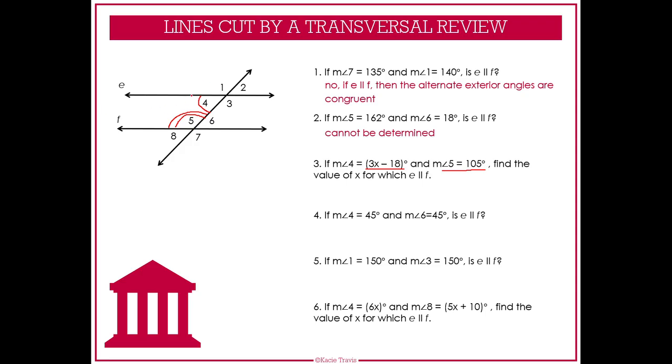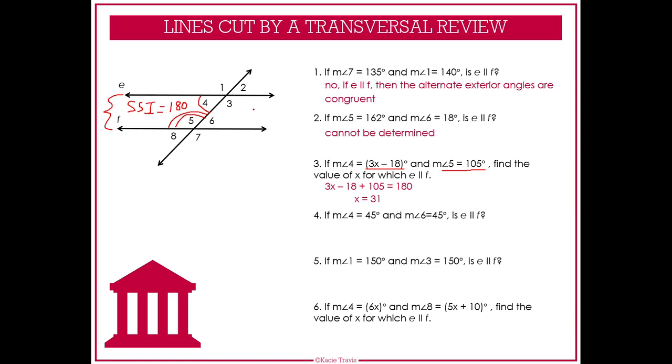When we look at 4 and 5, they're interior, inside these two lines, and on the same side. So these are same side interior angles, or consecutive interior, which means these two add up to that magic number 180. So we set up our math: 3x minus 18 plus 105 equals 180. When we solve this equation by combining like terms and then dividing by 3, we end up getting that x should be 31.